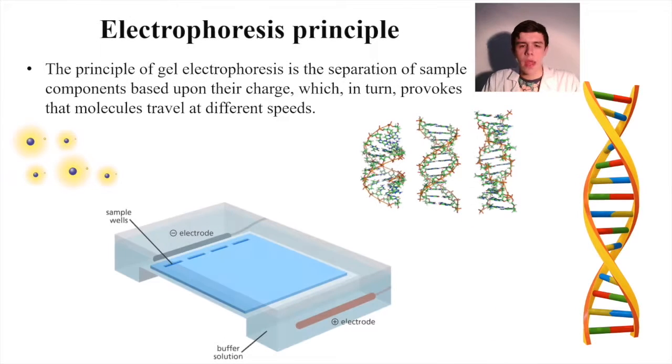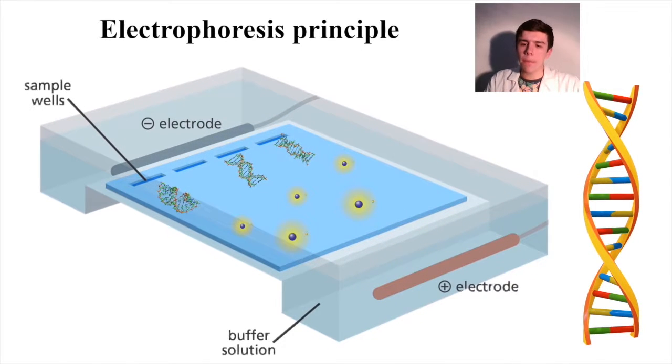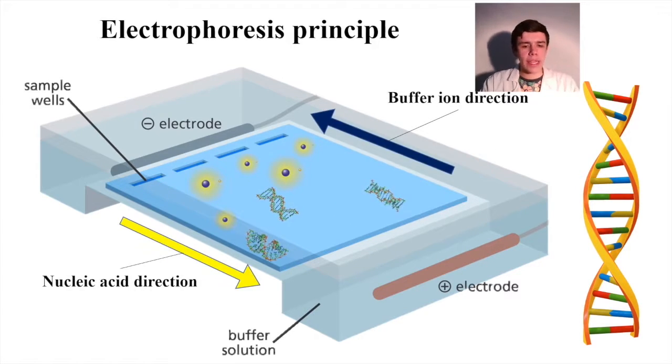Electrophoresis principle. The principle of gel electrophoresis is the separation of sample components based upon their charge, which in turn causes molecules to travel at different speeds. In this case, nucleic acids have a negative charge and will migrate towards the positive electrode, providing the anions of the electrical field, while cations will be provided by the running buffer.